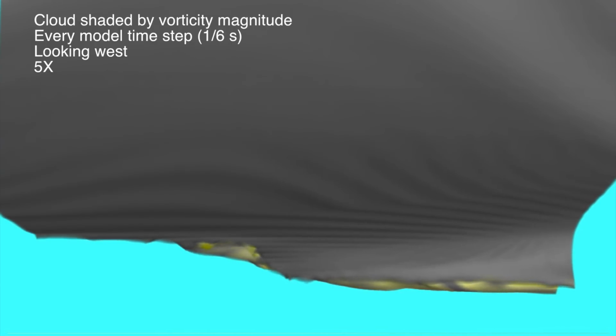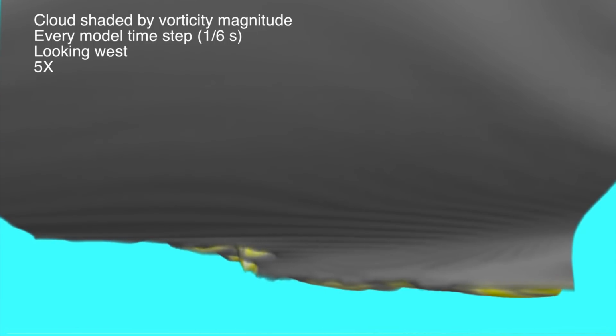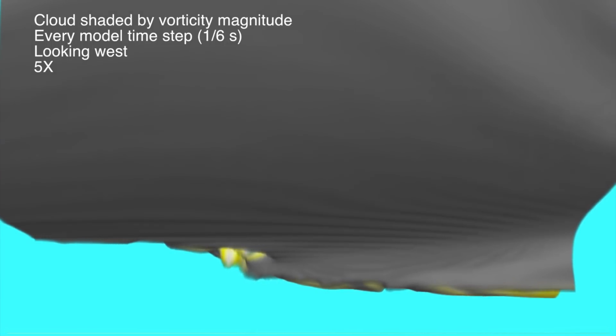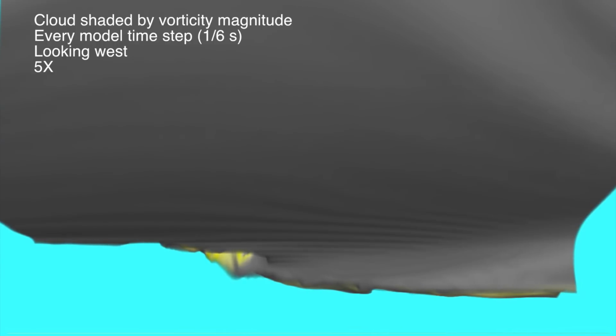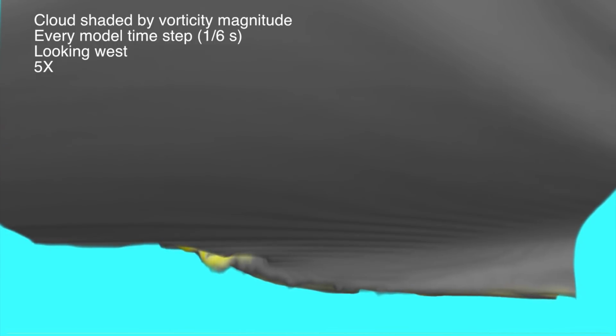And that may seem like a very boring thing to say at a tornado talk, but I have saved every model time step of this simulation, and the model time step is 1/6 of a second. And what I'm doing here is I'm showing you all those time steps. There is nothing more I can possibly show you here because I've saved it all.